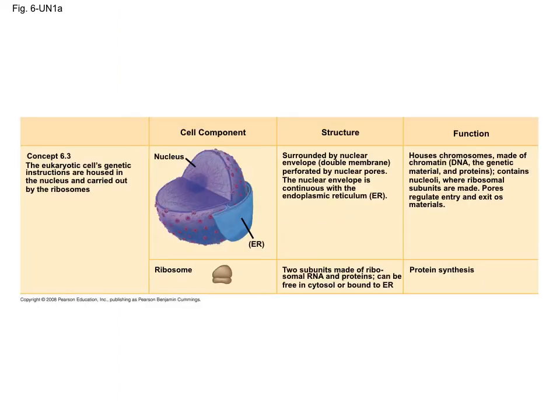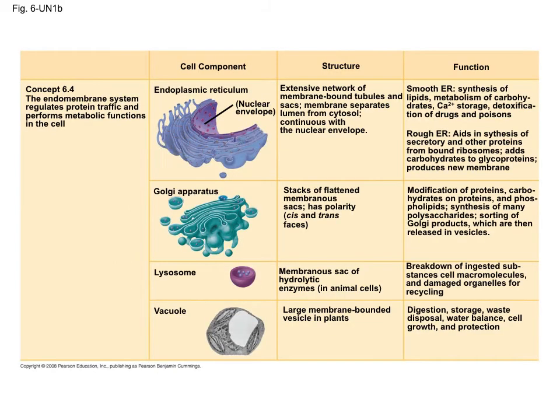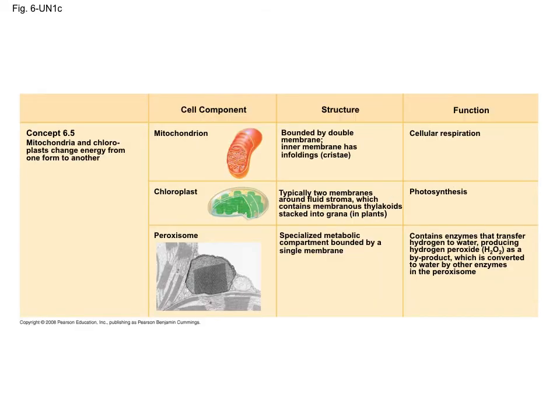Again, here's the nucleus connected to the ER, and this is where ribosomes are synthesized. And then the endomembrane system, which includes the endoplasmic reticulum, the Golgi apparatus, lysosomes, vacuoles, and other vesicles. And then you have the mitochondria, the chloroplast, and the peroxisomes, which is where cellular respiration, photosynthesis, and breakdown of hydrogen peroxide occurs.